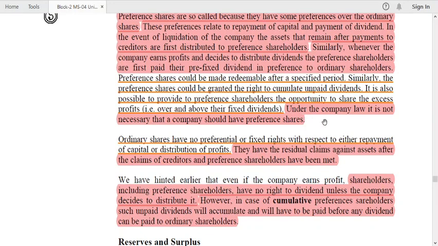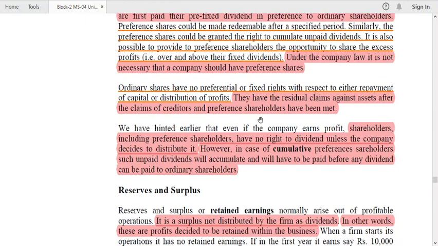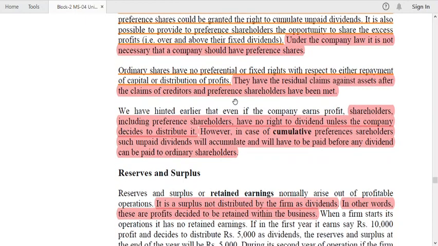Under company law, it is not necessary that a company should have preference shares. It is the decision of the company whether to issue preference shares or not. Ordinary shares have no preferential or fixed rights with respect to either repayment of capital or distribution of profits. And one more thing, it is the right of the company.